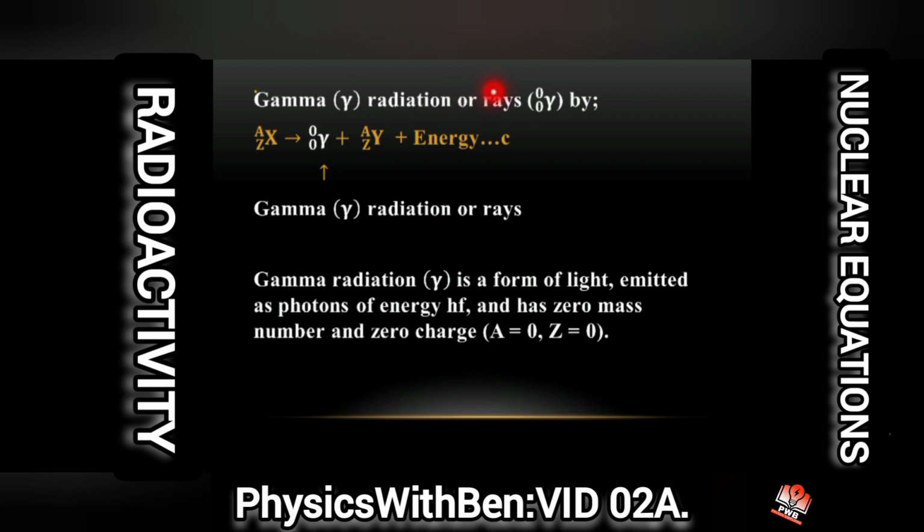So for the gamma radiation, this is what we have. The particle in the bid to gain stability disintegrated to form this, and then plus energy was released. So gamma radiation, gamma is a form of light emitted as photons of energy, hf, where h is the Planck constant and f is the frequency of radiation, and has zero mass number and zero charge. And this is what we can see.